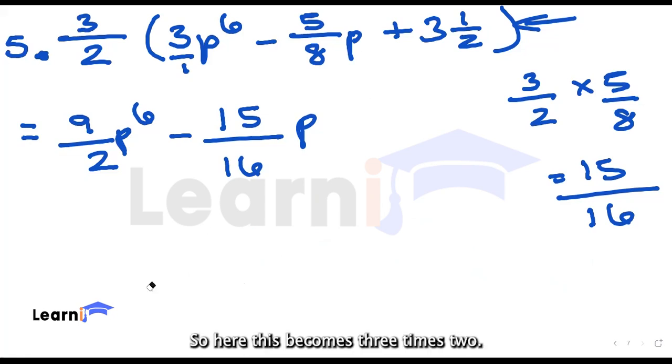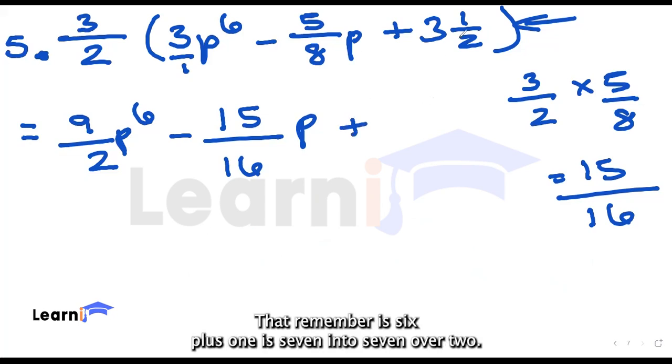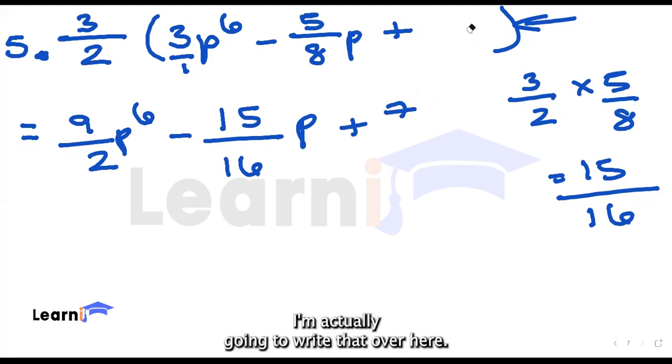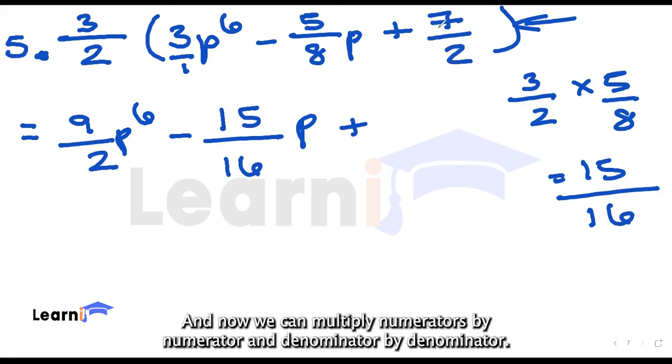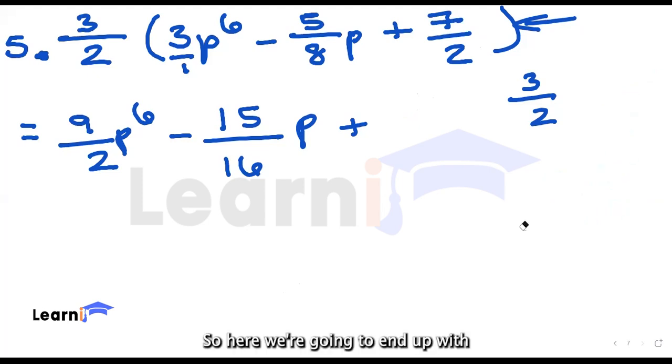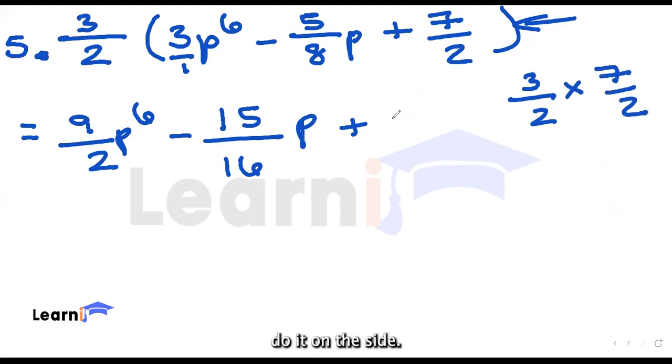So here, this becomes 3 times 2. That, remember, is 6 plus 1 is 7, into 7 over 2. I'm actually going to write that over here now. So this is 7 over 2 instead of 3.5. And now we can multiply numerator by numerator and denominator by denominator. So here we're going to end up with, do it on the side, this is going to be 21 over 4.